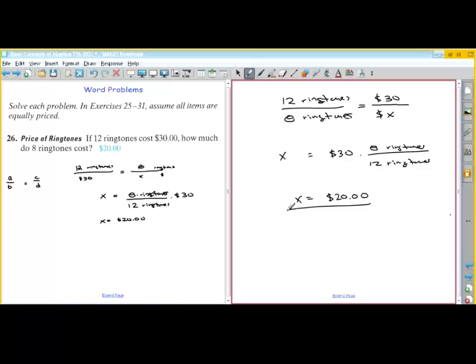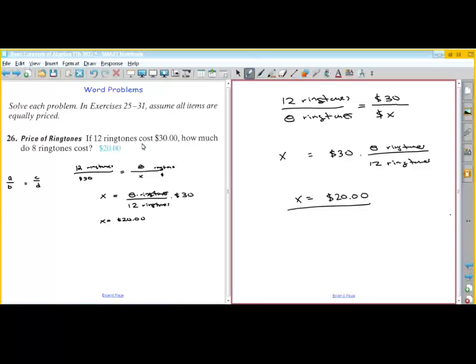So approaching it either way is fine. You just have to be consistent that the like quantities, meaning dollars or ringtones, are either both in the numerator or both in the denominator. When you put the similar type of things together and you create a ratio, you just have to make sure that the numbers over here correspond with the correct values. So I don't put $30 in the denominator because the $30 goes with the 12 ringtones.